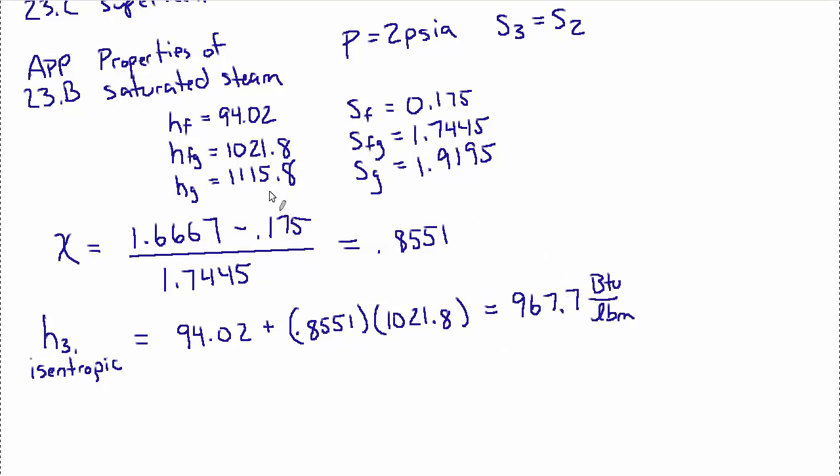It's interesting, if you had assumed that there was no condensing happening and that it was a saturated vapor, then you would use H sub G, which is 1115, and you'd be overstating the enthalpy at state 3, so that would lead to a bad outcome.